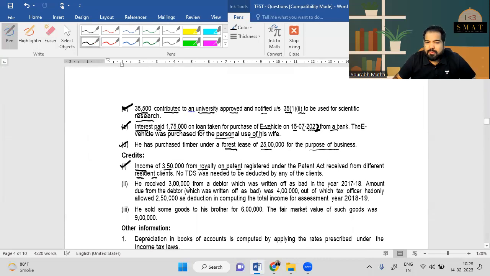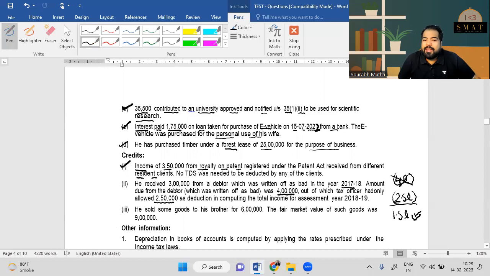Next, he received 3 lakhs from a debtor, which was written off as bad debt in the year 2018. A couple of years back, there was someone who was not paying you 3 lakhs, so you wanted to write that off as a bad debt. Amount due from the debtor which was written off was 4 lakh, but the officer allowed only 2,50,000. So you wanted a 4 lakh deduction, but the officer said, no, sorry, you will get only 2.5 lakh deduction. So basically your 1.5 lakhs was already taxed in that year.